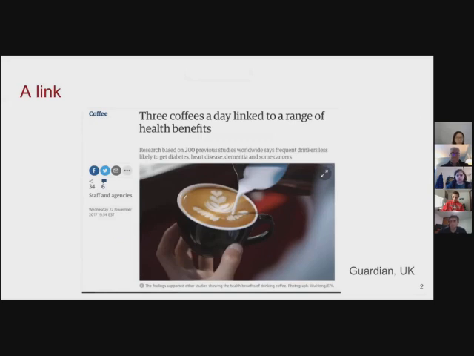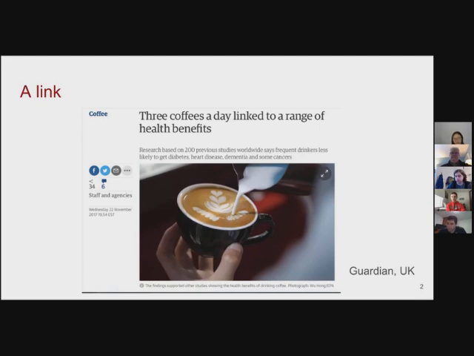Okay. So topic one is cause and effect, and it's one chapter, one section of the book itself. We're gonna talk about the relationship between variables or between data points, and we're gonna start with a link. The Guardian, a newspaper in the UK, had an article a few years back saying that 3 coffees a day link to a range of health benefits. Notice the way they're using the word a link.